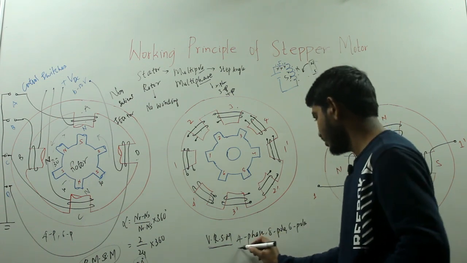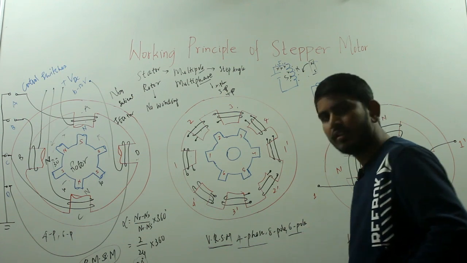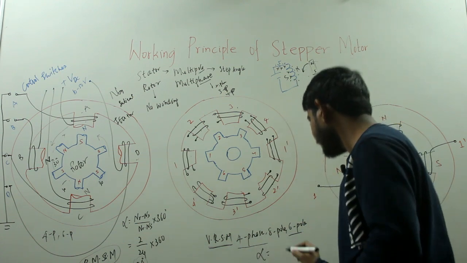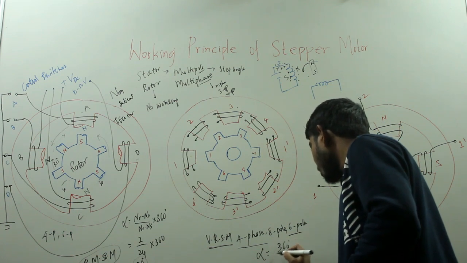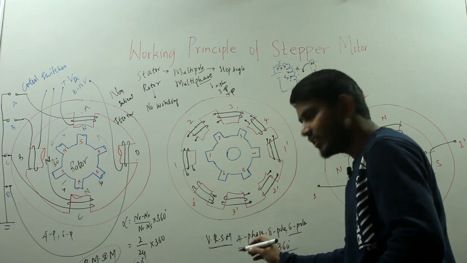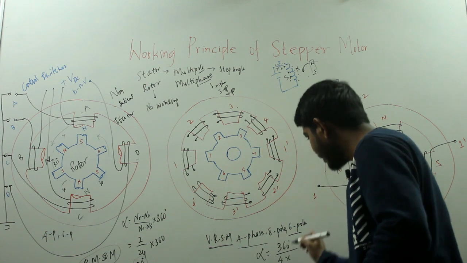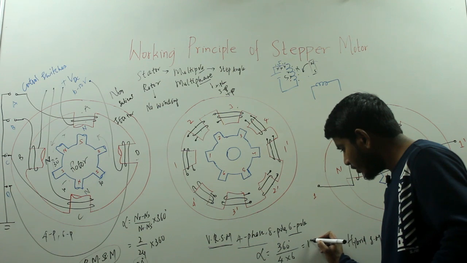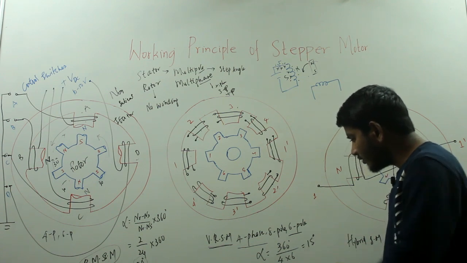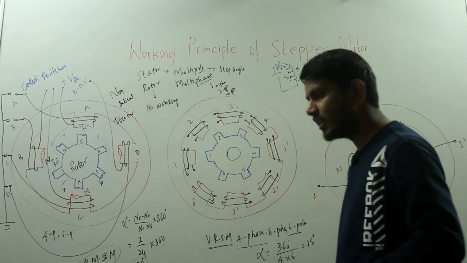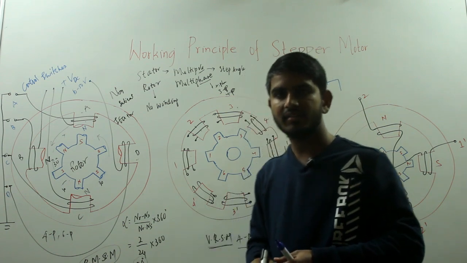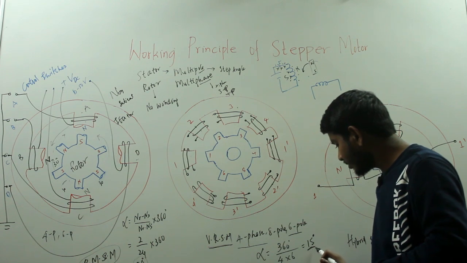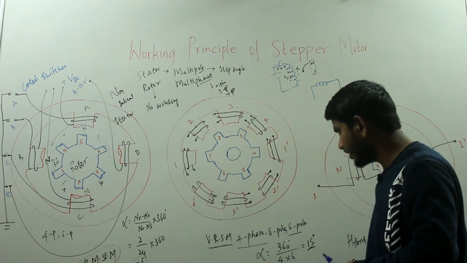And from this 4 phase and the 6 pole, we can calculate the step angle, that is alpha will be equal to 360 degrees upon m times the number of rotor teeth, where m is the number of stator phases, which is 4, and the number of rotor teeth or rotor poles is 6. This will give you 360 upon 24, which is 15 degrees. So your alpha will be equal to 15 degrees. That means for each pulse provided, the rotor will rotate 15 degrees.